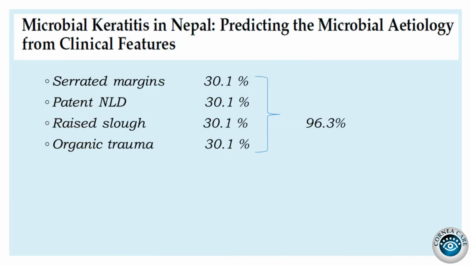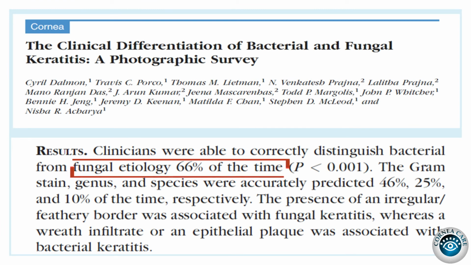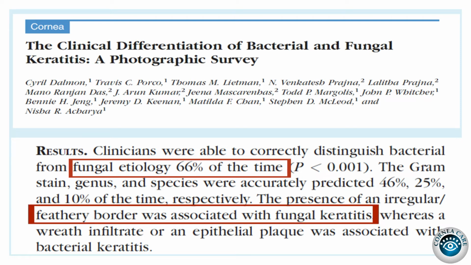A recent study from Nepal also noted that 4 features had significant fungal association. Trauma with organic matter was also included. Each had 30% chances of being fungal, and if all 4 were present, then the chances increased to 96%. In a photo survey, 66% of fungal cases could be differentiated from bacterial based on photograph only. Among clinical signs, feathery margins had a strong prediction.